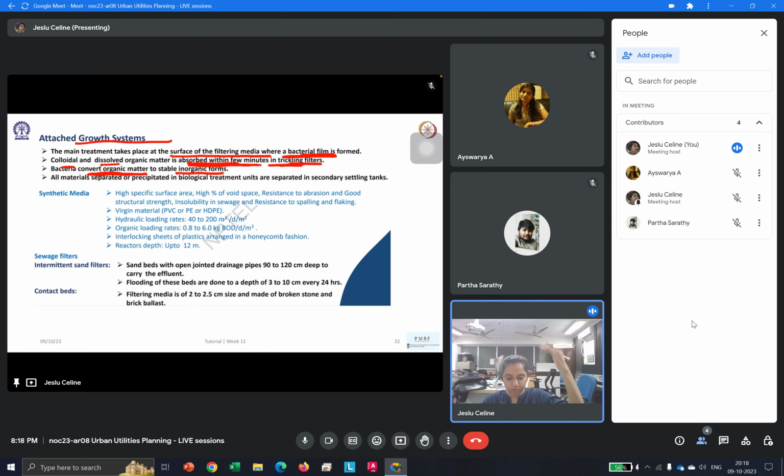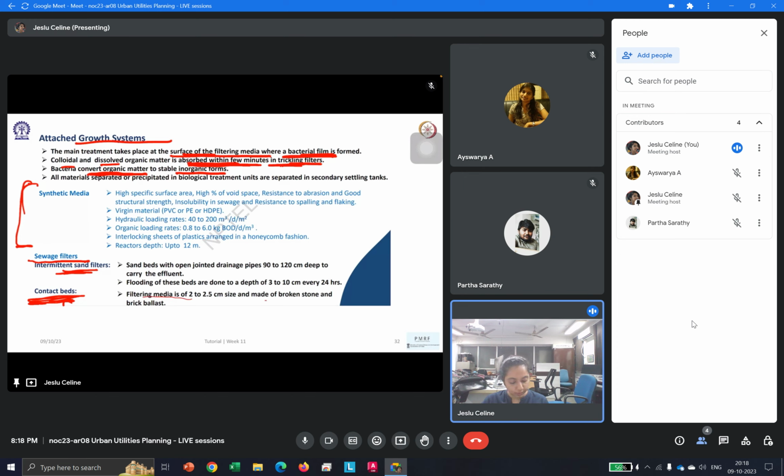So all the same process which we discussed before happens over here. Now how does it happen? You need a synthetic media for it to happen. This is the property of that synthetic media, or the surface where it happens. Now for the sewage filter used in the attached growth system, you can have intermittent sand filters and you can have contact beds.